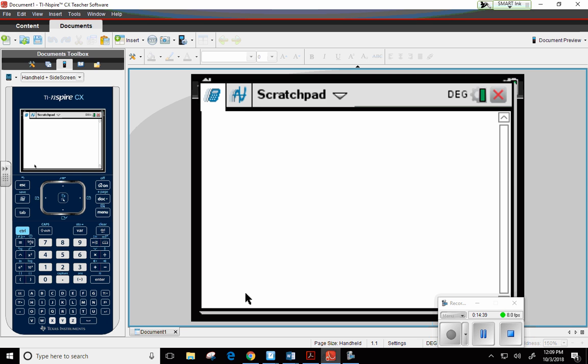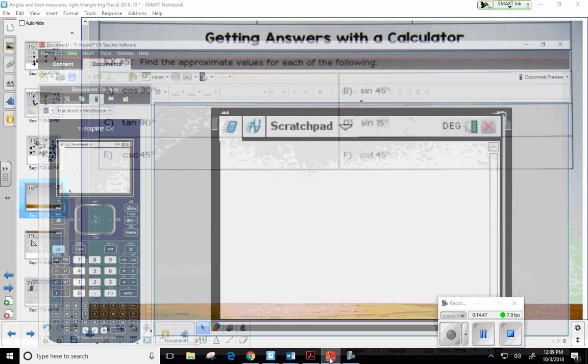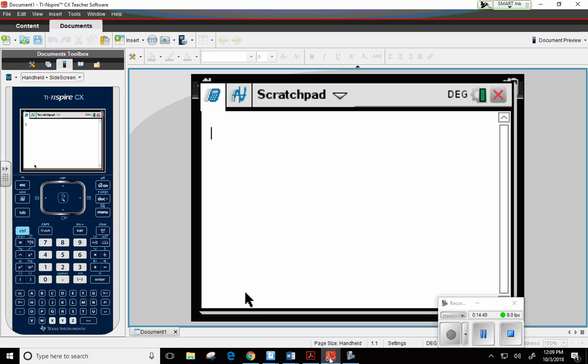All right, well, let's take a look at the first one. I don't remember what that was off the top of my head. I think it was a cosine, but I could be wrong. Is it a cosine? Cosine of what? 30 degrees. That's okay.